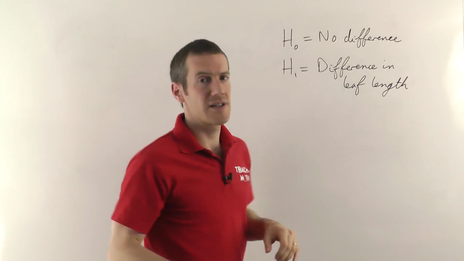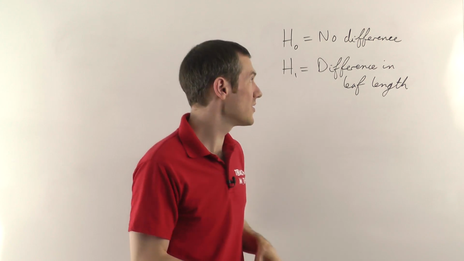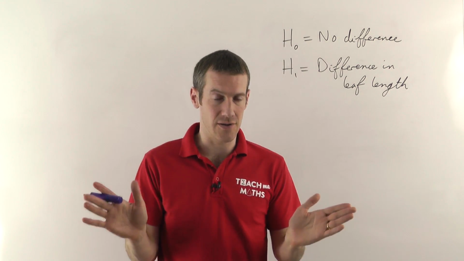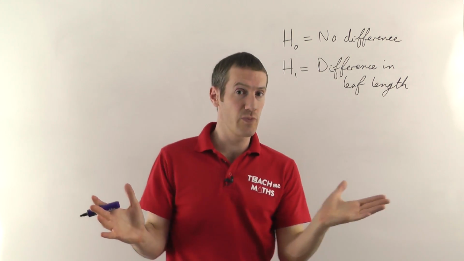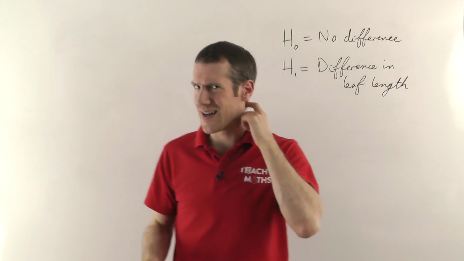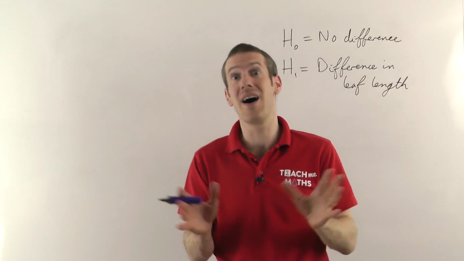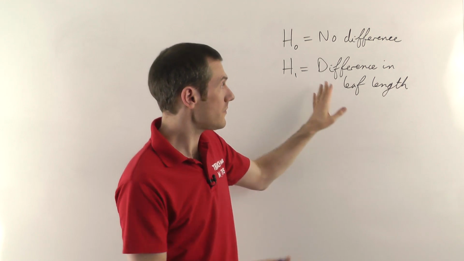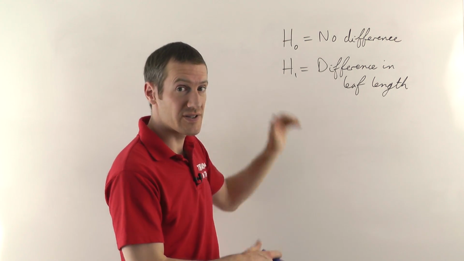When it comes to looking at the t-table and things, this is going to be what's called a two-tailed test because we're looking for a difference in either direction. We're not just expecting the leaves to be longer. They could be longer or they could be shorter. So that's what you call a two-tailed test, and the name will make a bit more sense when we actually draw the distribution. You'll see the picture. You'll see why it's two-tailed. So those are our hypotheses: null hypothesis, alternative hypothesis.